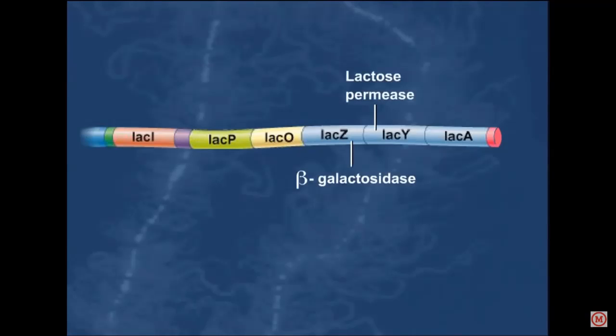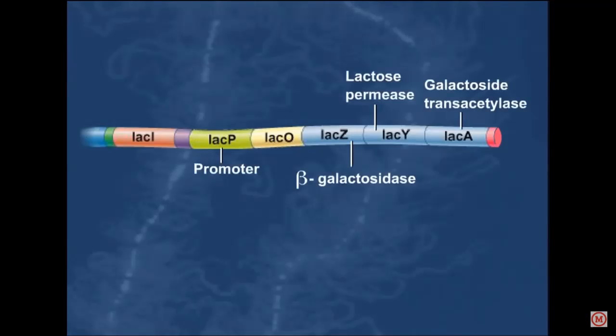Three genes clustered together on the chromosome are required for the bacterium to utilize lactose. These were determined to be the lacZ gene that codes for the enzyme beta-galactosidase, the lacY gene that codes for a lactose permease, and the lacA gene that codes for the enzyme galactoside transacetylase.